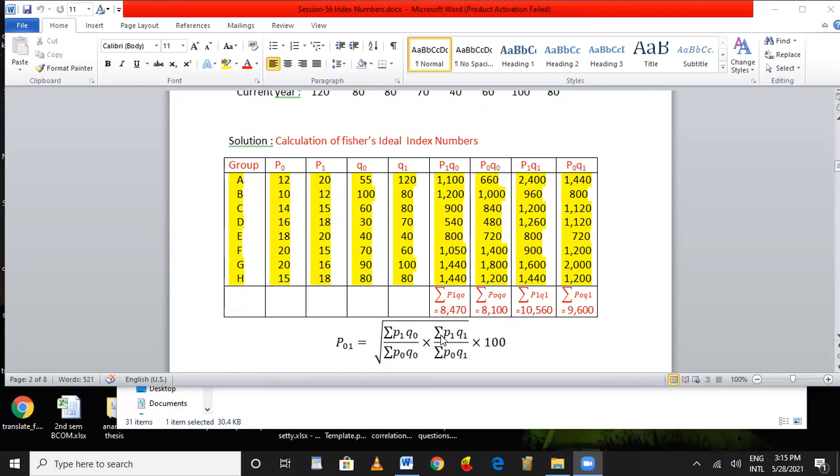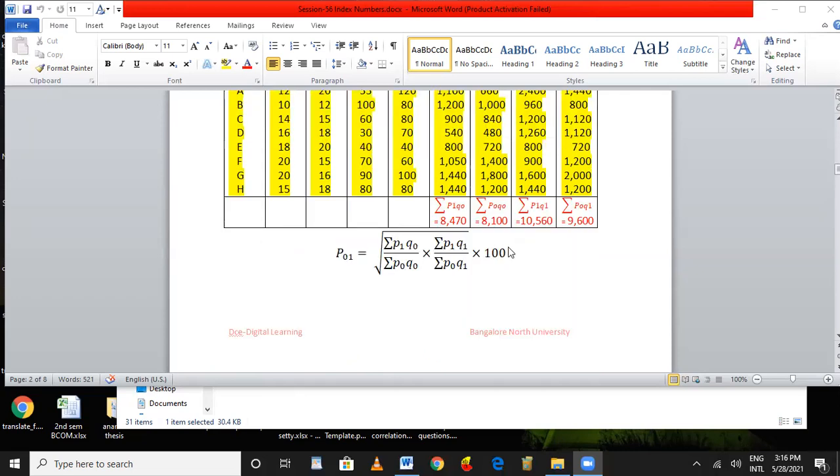Then you have to get the P1 Q1. P1 means current year prices, Q1 current year quantity. 20 into 120, it is 2400. 12 into 80, 960. 15 into 80. 18 into 70. 20 into 40. 15 into 60, 900. 16 into 100, 1600. 18 into 80, 1440.